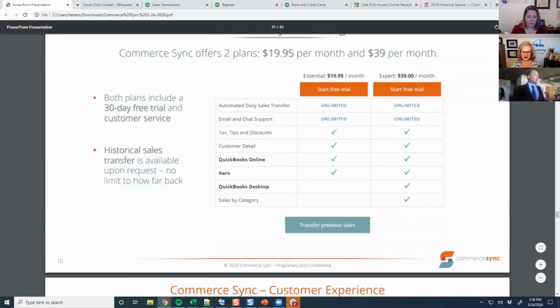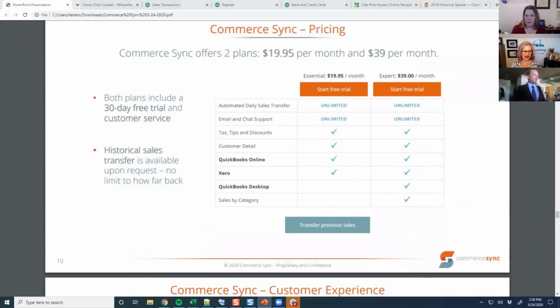Sure, two basic pricing plans, and it's mostly the difference between QuickBooks Online and QuickBooks Desktop. $19.95 per month per location, and then $39 per month per location. First and foremost, these both include unlimited sales and unlimited customer support. So we don't punish you for growing your business or having lots of locations. All of the billing occurs from within the Clover app market. So it's pretty easy in that app store model regard.